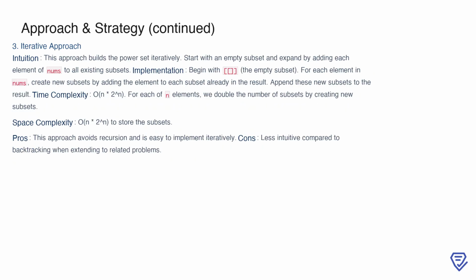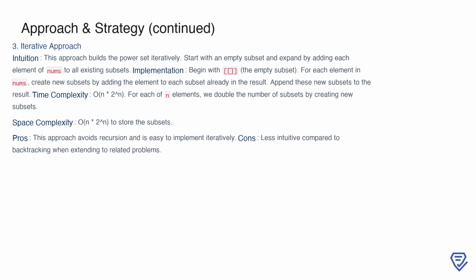The iterative approach provides another way to solve the problem. It builds the power set step by step without using recursion. The intuition here is straightforward: start with the empty subset, represented as [], and then expand it by adding each element from the array to all existing subsets. For example, if the current result contains subsets [] and [1], and the next element is 2, we generate new subsets by appending 2 to each subset, resulting in [], [1], [2], [1, 2]. This process continues for every element in nums.